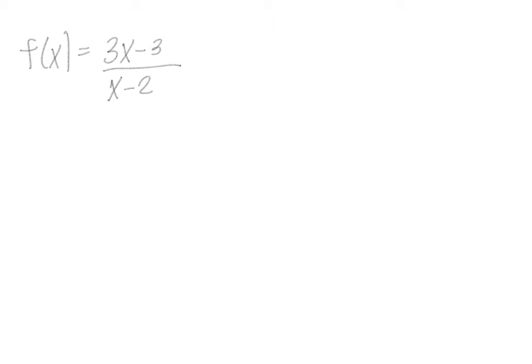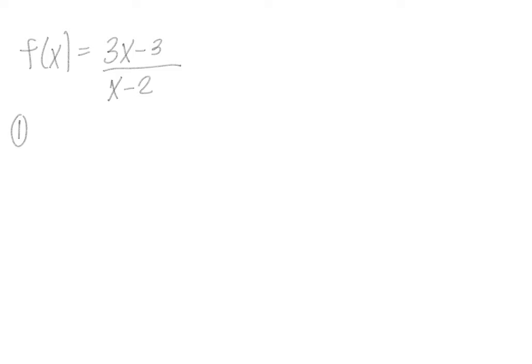So I want to practice graphing some rational functions. And right here we have the function 3x minus 3 over x minus 2. And I have a strategy for graphing these rational functions. The first thing I like to do is determine if there is symmetry. If it's an even function, then there's y-axis symmetry. And if it's an odd function, there's symmetry about the origin.